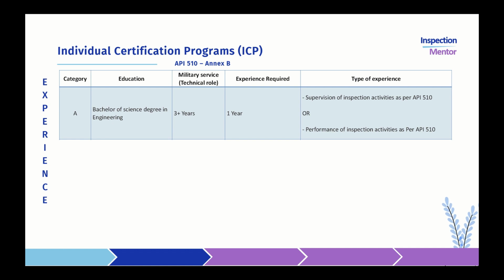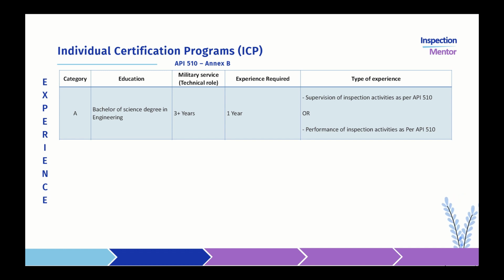These experiences are categorized as I discussed earlier, so we will break them up by category. I'll talk about category A. Who needs 1 year of experience? If you see in this table, there is an additional column for military services. If someone had a technical role in military services and 1 year of experience, then he is eligible to apply for API certification.